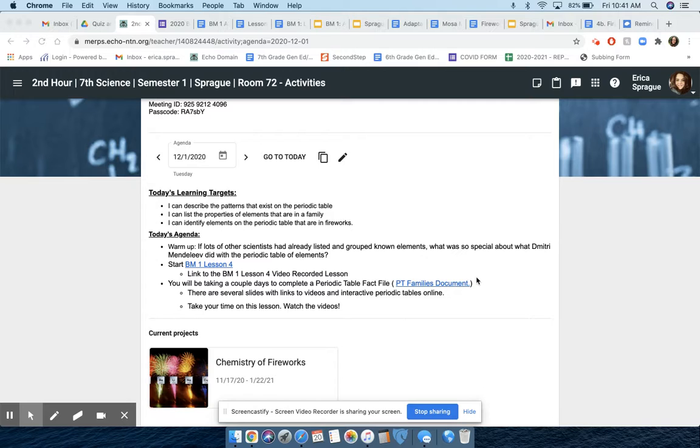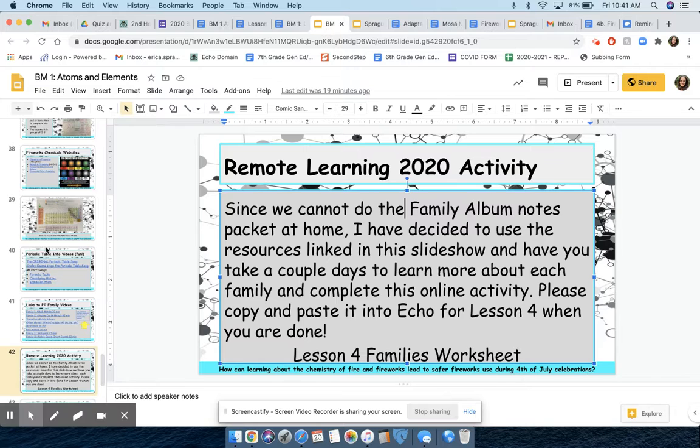Lesson 4 is all about the families on the periodic table. This is one of my favorite things to teach about. I could really teach about the families of the periodic table for weeks and weeks on end, and I hope that you enjoy this as well. I have a lot of resources for you to take a look at. I really want you to focus on the things that you find out about each family and how they're related to fireworks. There are some families on the periodic table that contain a lot of elements. So, let's take a look at today's slides.